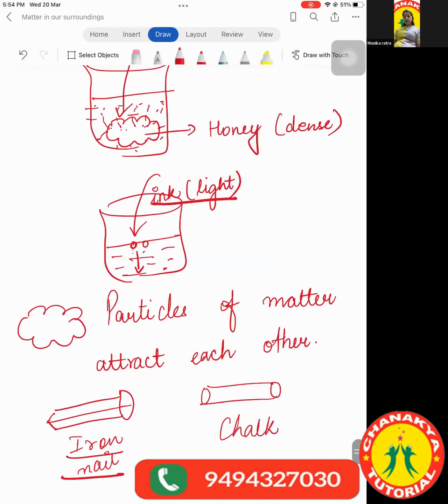And the last property we discussed was that the particles of matter attract each other. We are able to swim in the swimming pool because the water has spaces between its particles, which lets us swim into it, and the particles also attract each other. Similarly, with an iron nail and chalk, if we hammer both of them, the chalk breaks down very easily. Why so? Because the particles of chalk are not attracted to each other as much as the particles of iron. Clear, everyone?